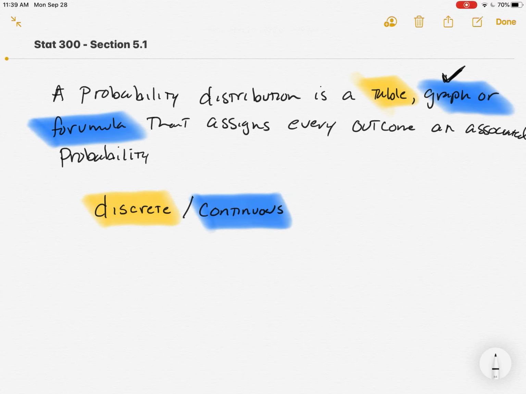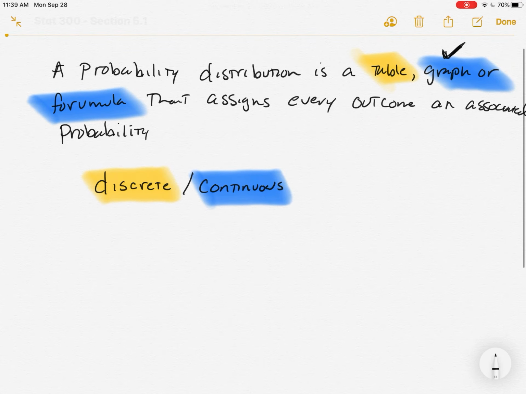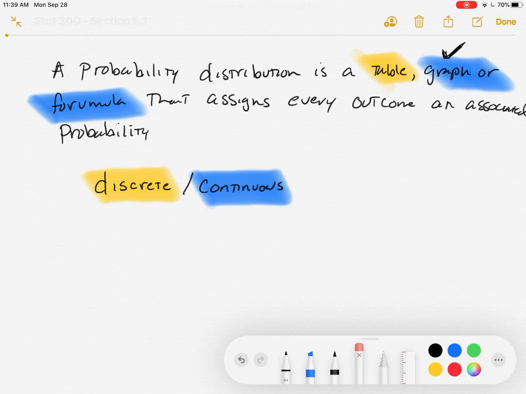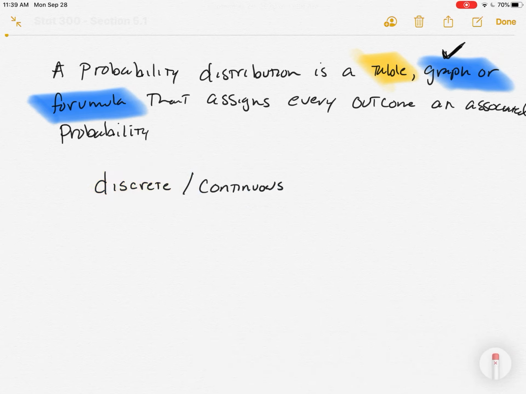The formula is going to be used if you take the next level stats, which typically has a Calculus 2 prerequisite to it because of the formulas that you have to deal with. And not just because of the way they look, but because of the calculus that you have to do to unlock the same answers that you and I are going to get from a graph or a table of values. So just to keep that in mind, they may ask for discrete and continuous. Again, it's just the same thing as it ever was in chapter 1 and 2.